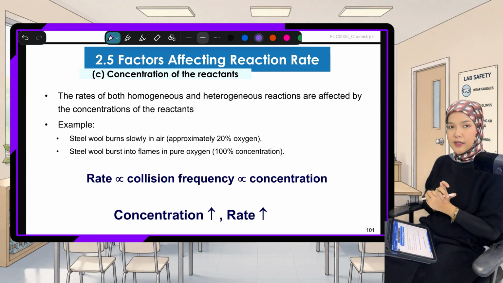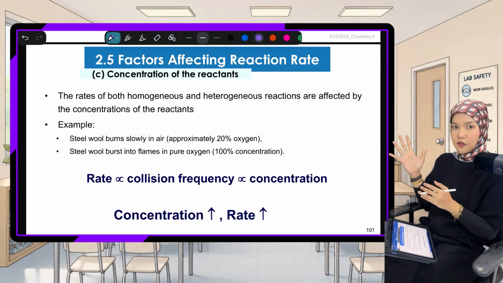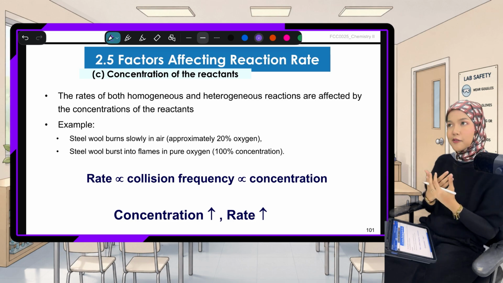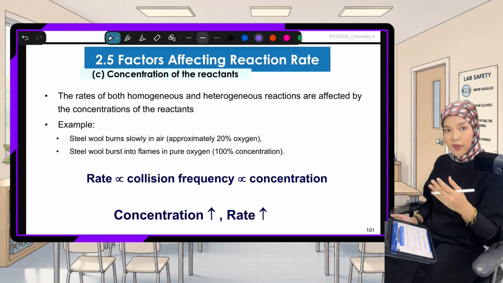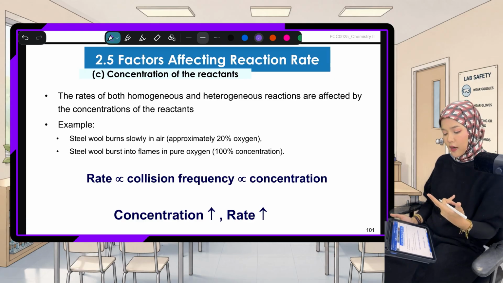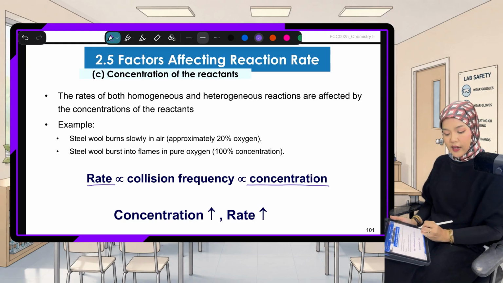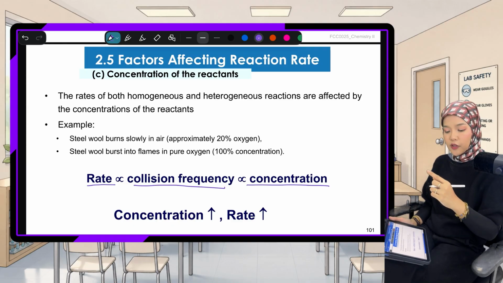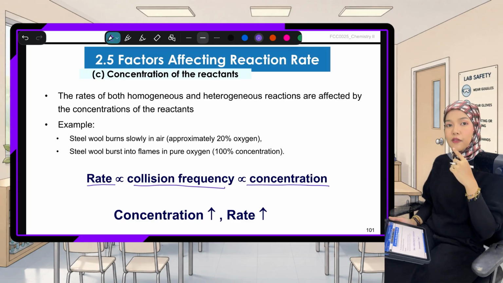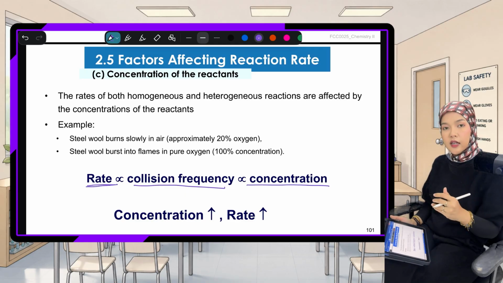Next factor is the concentration of reactants. If you remember from the rate law, if we increase the concentration of the reactant, you are going to have a higher rate. Actually, theoretically, why? This correlates back to the collision frequency. So the rate, whether it is a homogeneous or a heterogeneous reaction, is affected by concentration. As the concentration is higher, the collision frequency will be higher. So with higher collision frequency, you are going to have more effective collisions, and you are going to have a faster rate of reaction.